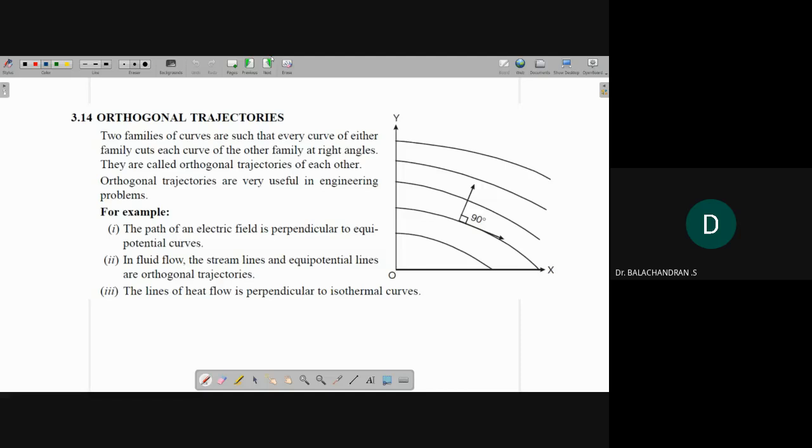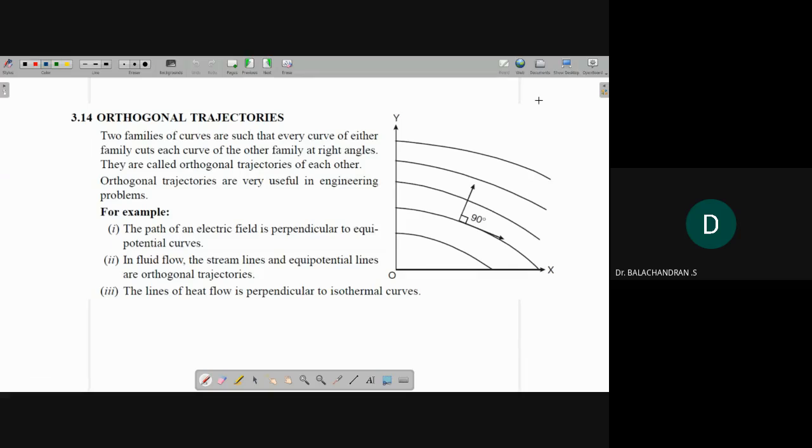Okay. So orthogonal trajectories: two families of curves such that every curve of either family cuts each curve of the other family at right angles. So they are called orthogonal trajectories of each other. So two curves are orthogonal. Say y equal to f1 of x and y equal to f2 of x. When the two curves are orthogonal, the slope m1 into m2 equal to minus 1, then you will say that the two curves are perpendicular or orthogonal.